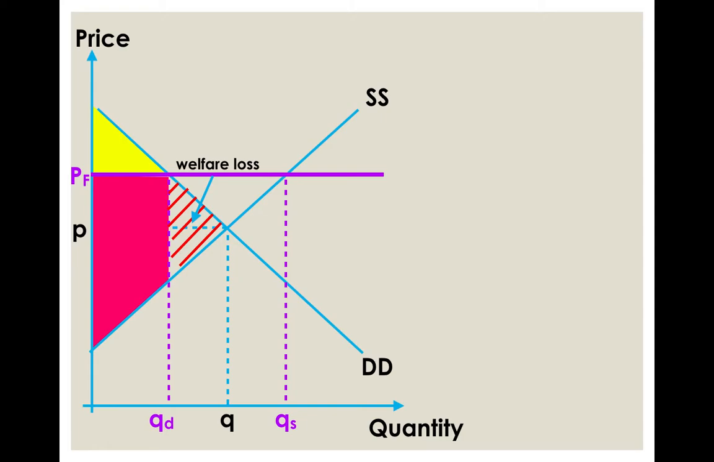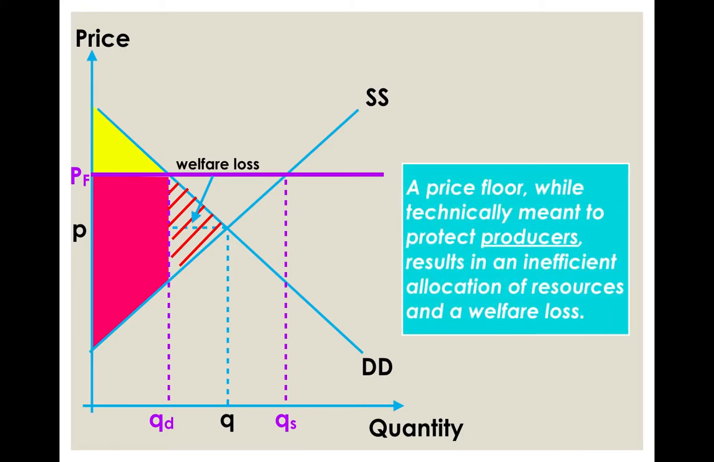So in a nutshell, we see that a price floor, while technically meant to protect producers, actually results in an inefficient allocation of resources as well as a welfare loss for both consumers and producers. We can do this same analysis with another price control, for example, a price ceiling. For a price ceiling, we can analyze the impacts on consumers and producers in very much the same way. You should try this out on your own.